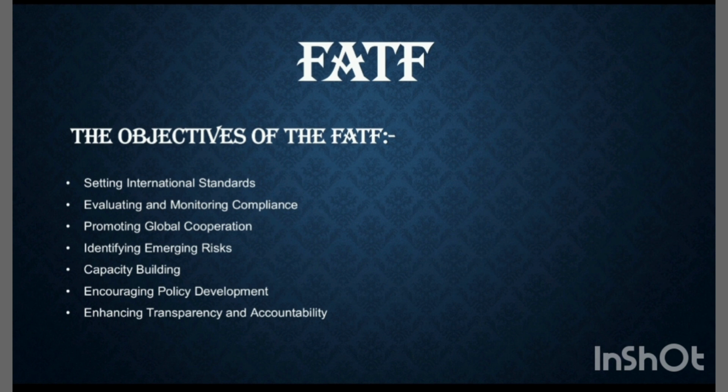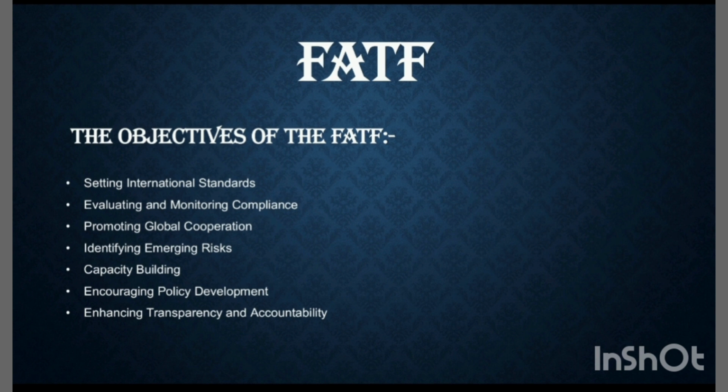The next is identifying emerging risks. The FATF continuously monitors evolving threats and vulnerabilities in the financial system, including new technologies and trends used by criminals to launder money or finance terrorism. It publishes reports and guidance to help stakeholders stay informed and adapt their AML CFT measures accordingly.